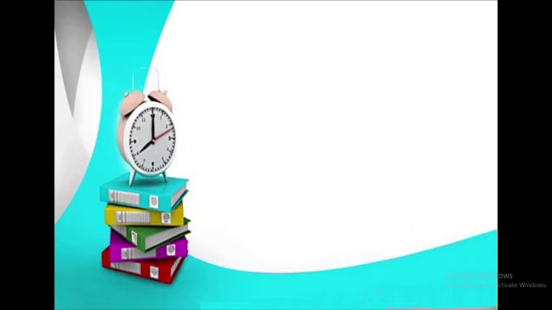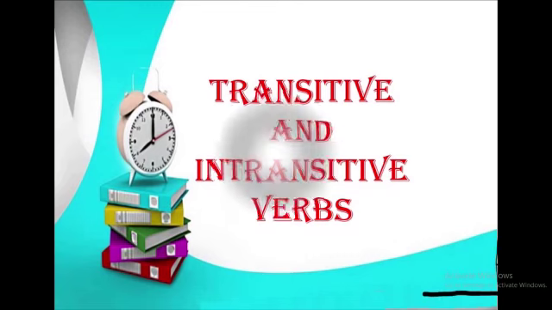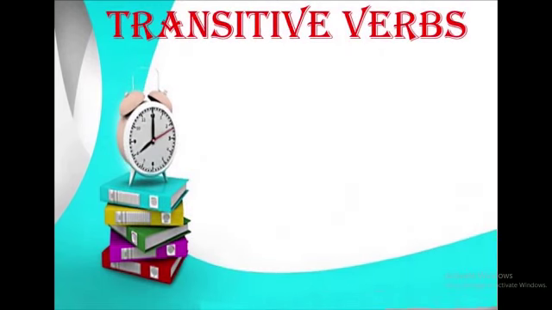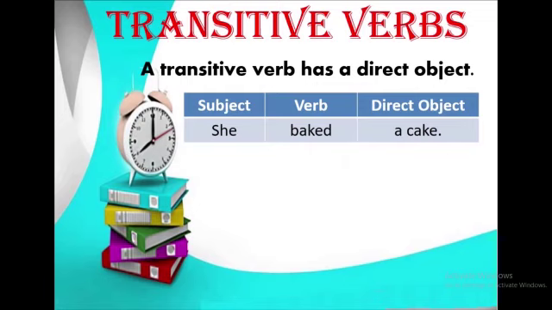Today we are going to discuss a very interesting topic, that is transitive and intransitive verbs. First of all, we'll see what are transitive verbs. A transitive verb has a direct object. For example, here we have the basic structure of the sentence: subject, verb, and the direct object.